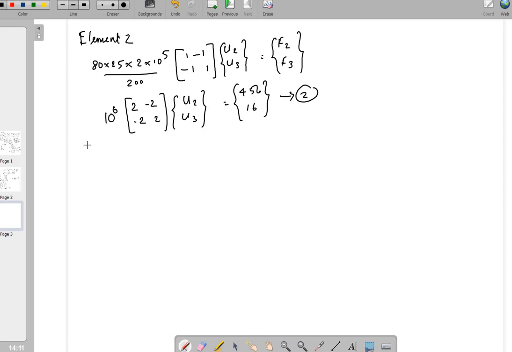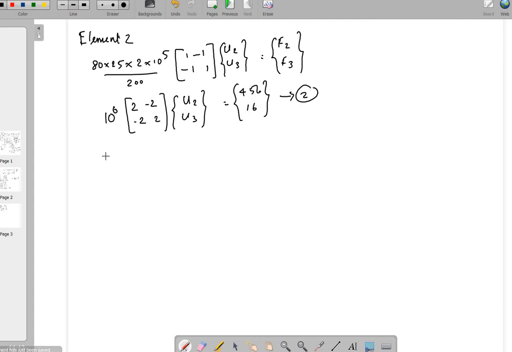So we have to solve equations 1 and 2. So multiply inside the U2 U3 vector. So 2 into 10 power 6 U2 minus 2 into, before that we have to assemble the global stiffness equation.